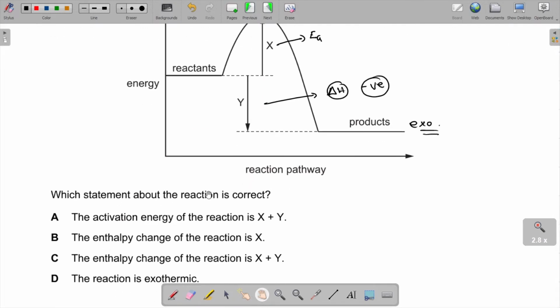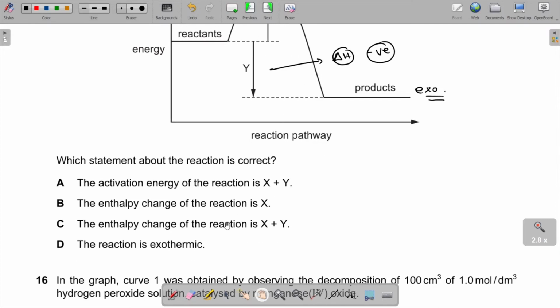Now let's deduce what's in the answers. Which statement about the reaction is correct? The activation energy of the reaction is X plus Y. No, it's just X, so A is incorrect. The enthalpy change for the reaction is X. No, the enthalpy change is Y. The enthalpy change for the reaction is X plus Y. No. The reaction is exothermic. Yes, because the products have less energy than the reactants. So the answer is going to be D.